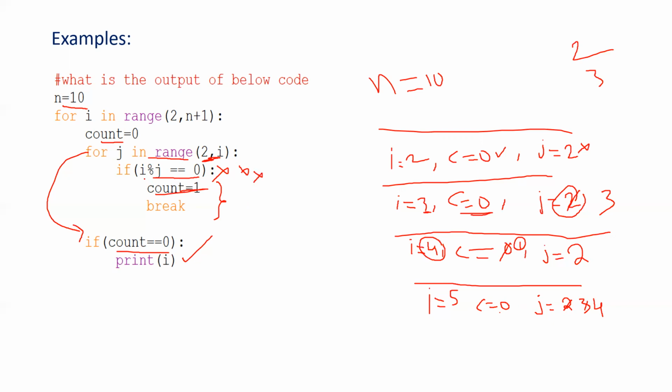5 mod 4 means you will get 1. Is 1 not equal to 0? No. In that case, this block will not be executed. And j equal to 5, here you need to stop because j value will be in the range of 2 comma I only. Now see, the count value is 0 only. So in that case, you need to print I, which means you need to print 5.